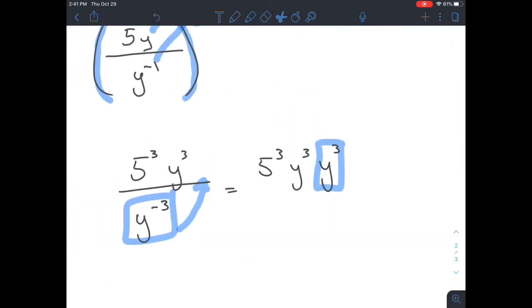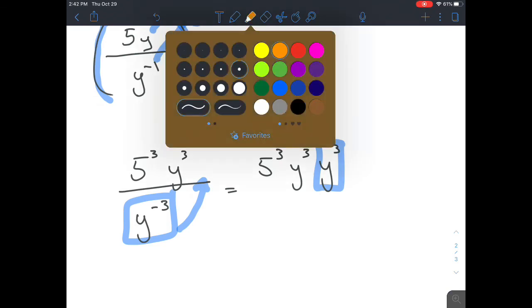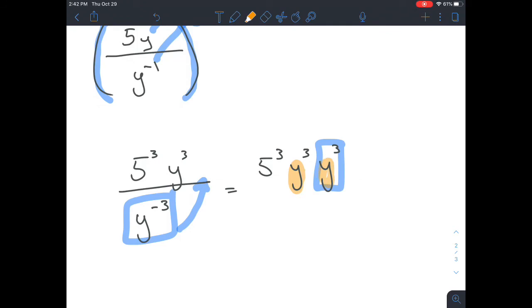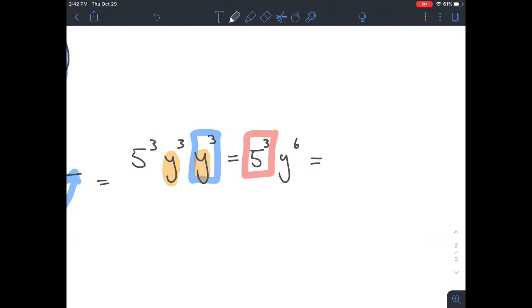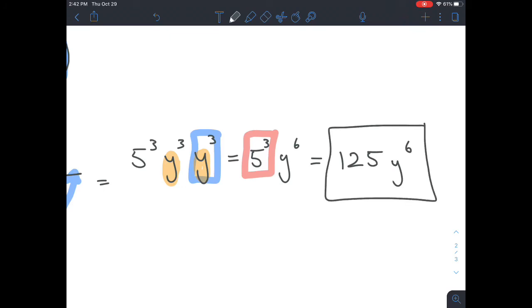Next, I need to combine like bases, and I have like bases, y and y. So if I have 3 y's times 3 more y's, I have a total of 6 y's. And the last step is I need to take care of any number with an exponent. Fully simplify him. So 5 times 5 times 5 is 125. Then we have times y to the 6, and there's my final answer.